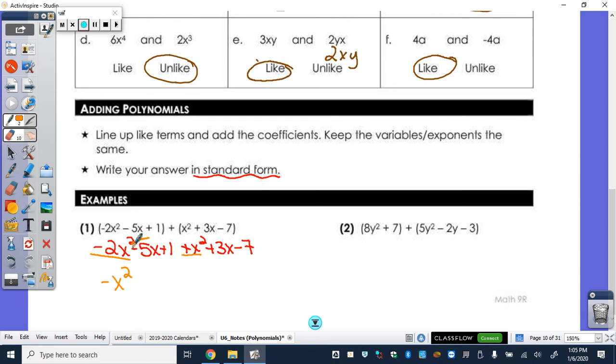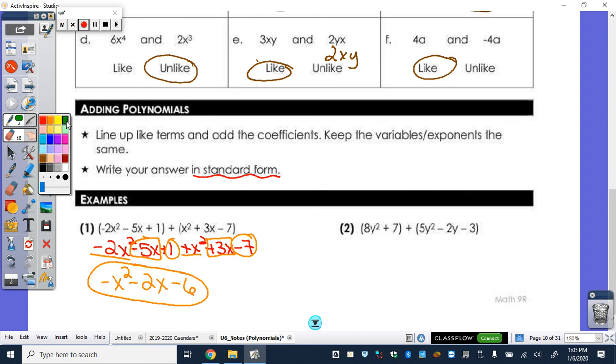So then we have negative 5x plus 3x. Those are our next like terms. Negative 2x. Negative 5 plus 3 is where that negative 2 comes from. And then our constant terms, 1 minus 7 gives us negative 6. And again, it's in standard form. My largest exponent was first, then my next largest exponent, and then my constant.